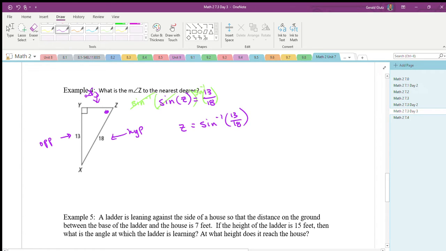I think that's what we just did. So 46.24, but it says to the nearest degree. So Z would be 46 degrees.